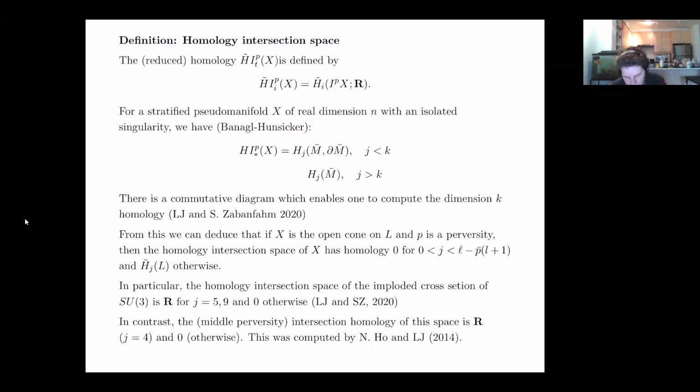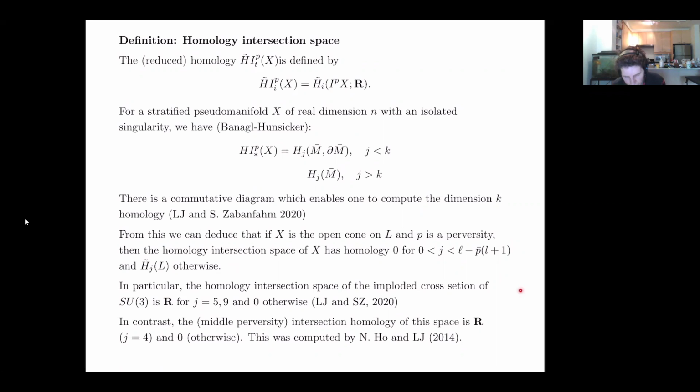What Sina and I were able to do is show that if X is the open cone on the link L and P is a perversity, then the homology of the intersection space of X is 0 for low values of J, where low is specified by the perversity, and it's equal to the reduced homology of L otherwise, for larger values of J.